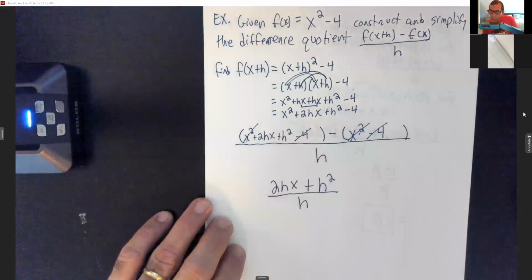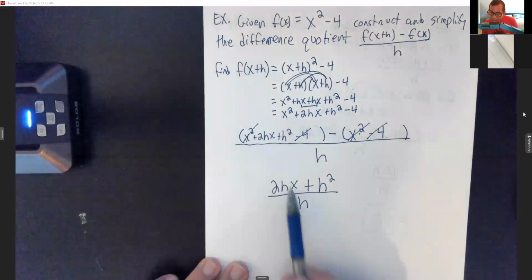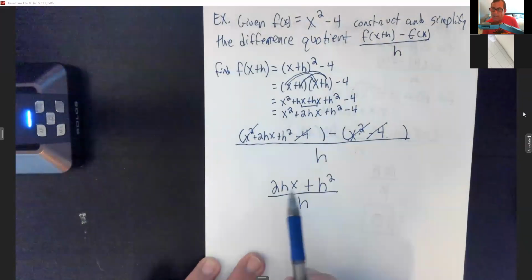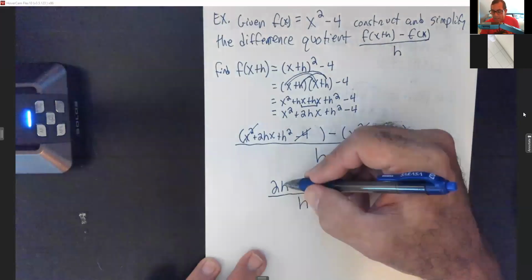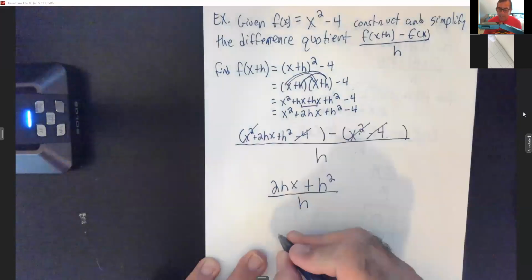So what you would do to this part, you would treat this like 2hx is being divided by the h. You would also divide the h squared by the h. Everything on top has to divide by that h. So y'all, the 2hx, when you divide it by the h cancels, and all you're left with is a 2x.